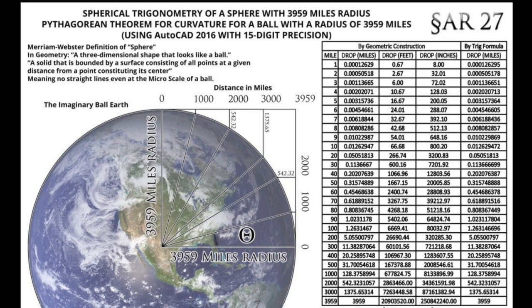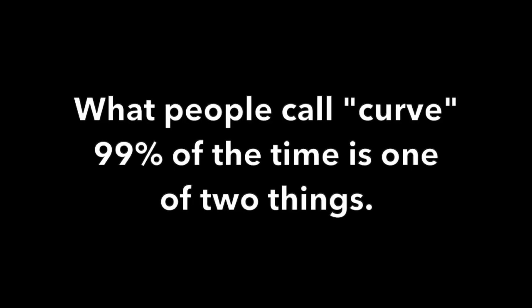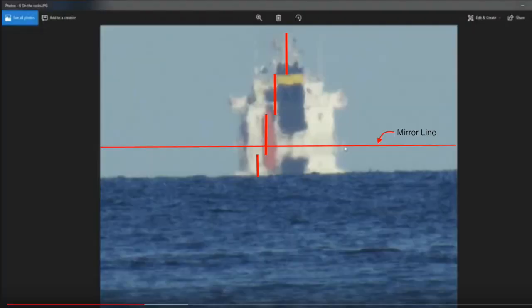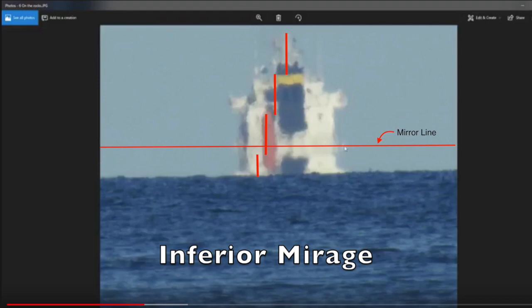Now, before we show you the clear results of that test, let's briefly look at a couple examples of what many are mistaking for Earth curvature. Because the fact of the matter is, what I in the past and what many people are now calling curvature is 99% of the time one of two things. And by far the most commonly used example of curvature being observed is the inferior mirage combined with ships going over the horizon on the ocean.